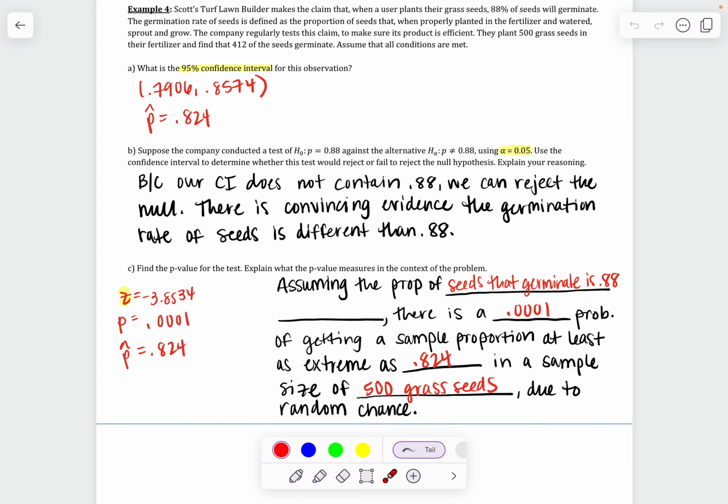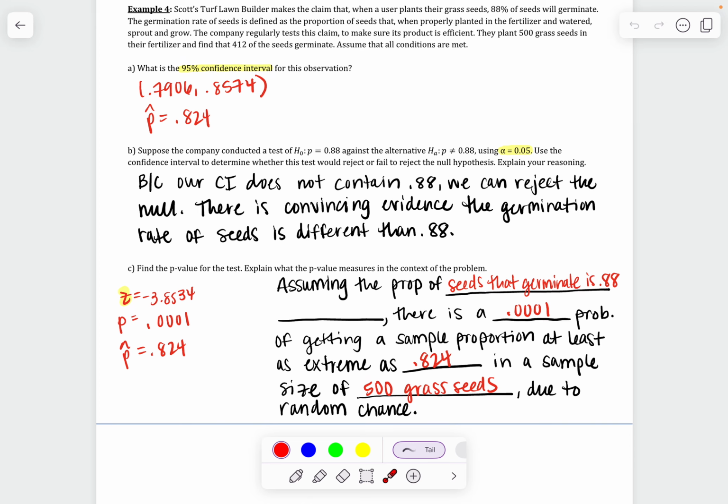Now, for part C, it says find the p-value for the test. This was stat test 5. Explain what the p-value measures in the context of the problem. This is not a question of do you reject or fail to reject. This is an interpret the p-value. So what does that 0.0001 represent? And it's always under the assumption the null is true.